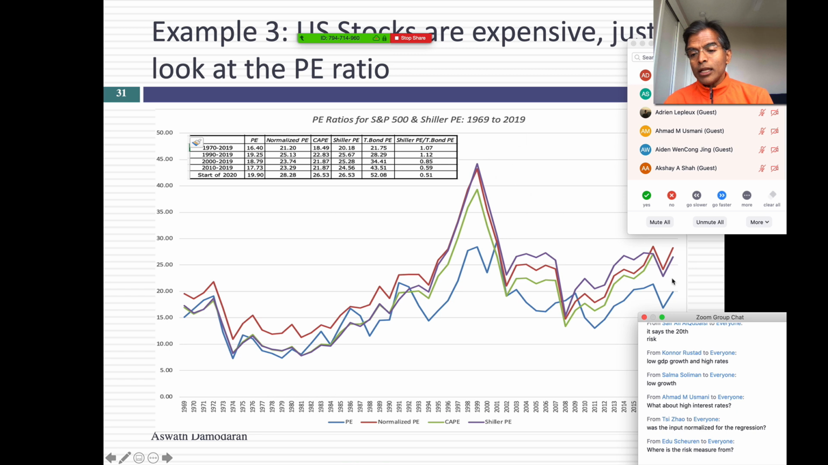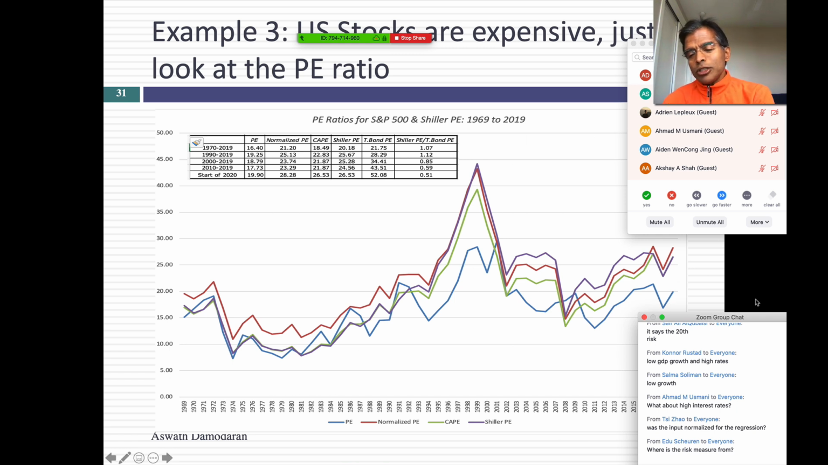The second line is called the normalized PE ratio. You think, what's a normalized PE ratio? I divide the price today by the average earnings over the last 10 years. I'm normalizing earnings. The third is called the CAPE. It's basically a PE ratio which adjusts for the normalized earnings and inflation. And there's a Shiller PE, which does something very similar.